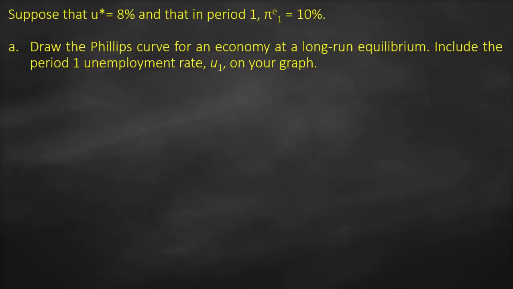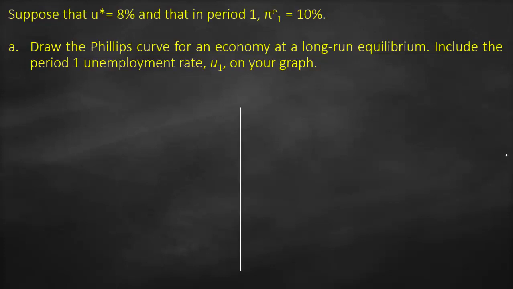Suppose that U star, which is our natural rate of unemployment, is equal to 8%, and that in period 1, the expected inflation is 10%. Draw the Phillips curve for an economy at a long-run equilibrium. Include the period 1 unemployment rate, U1, on your graph.